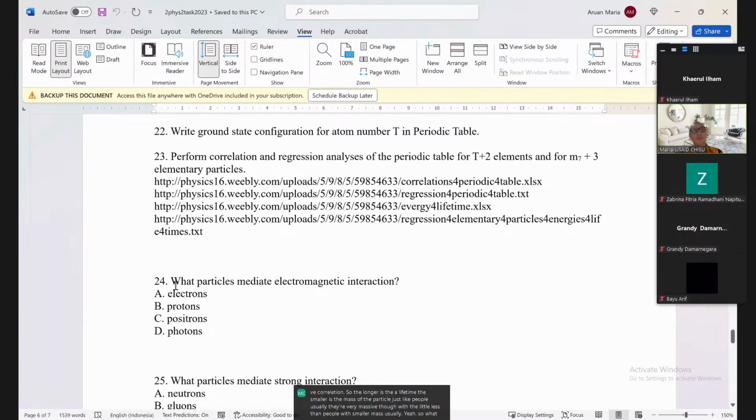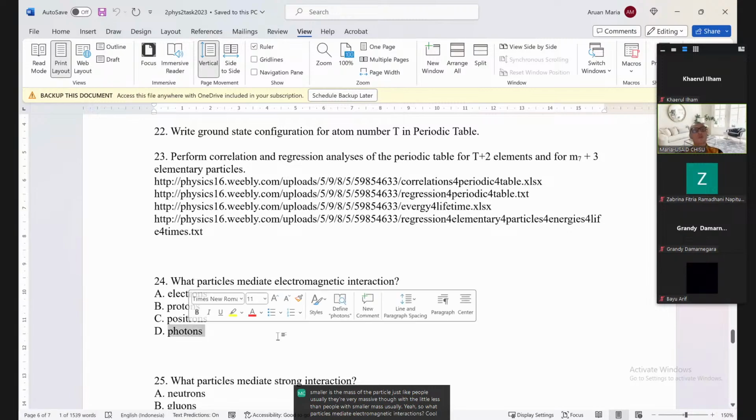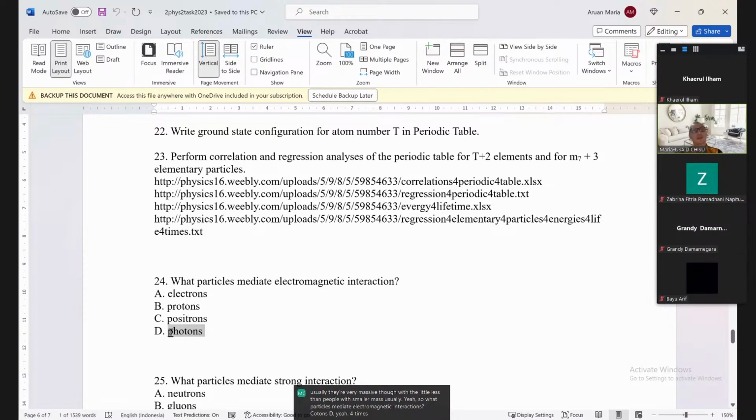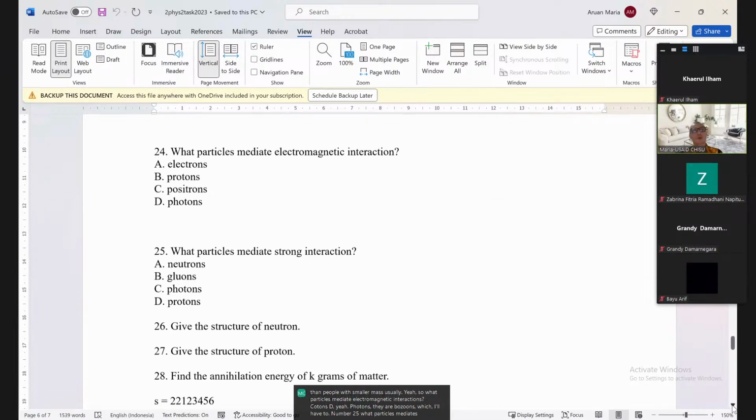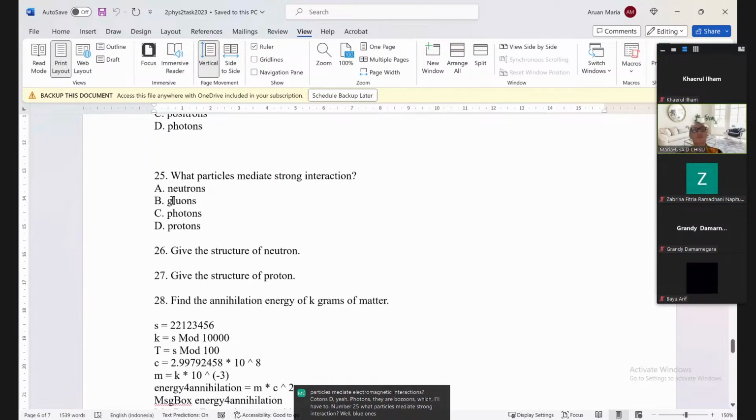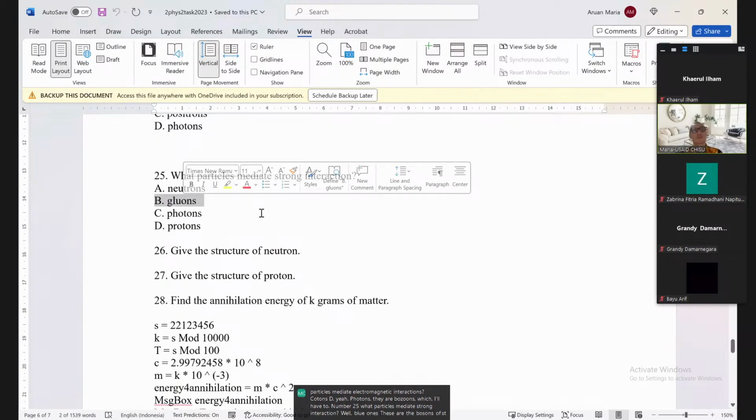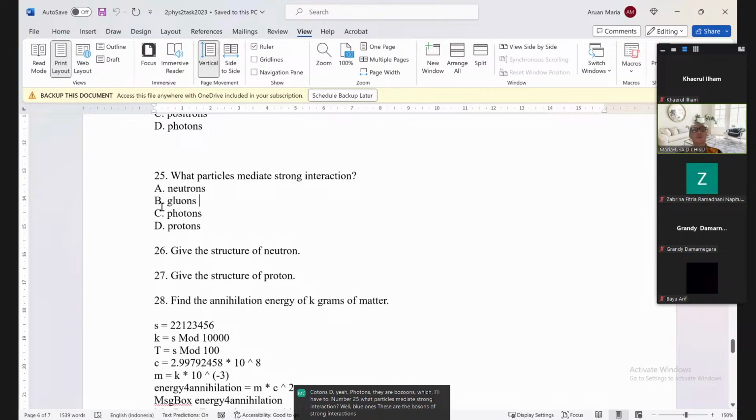Yeah. So what particles mediate electromagnetic interactions? Photons, D, yeah. Photons, they are bosons which mediate electromagnetic interaction. 25. What particles mediate strong interaction? Well, gluons. These are the bosons of strong interactions. Strong interaction. B, gluons. And I think most of you answered this correctly.